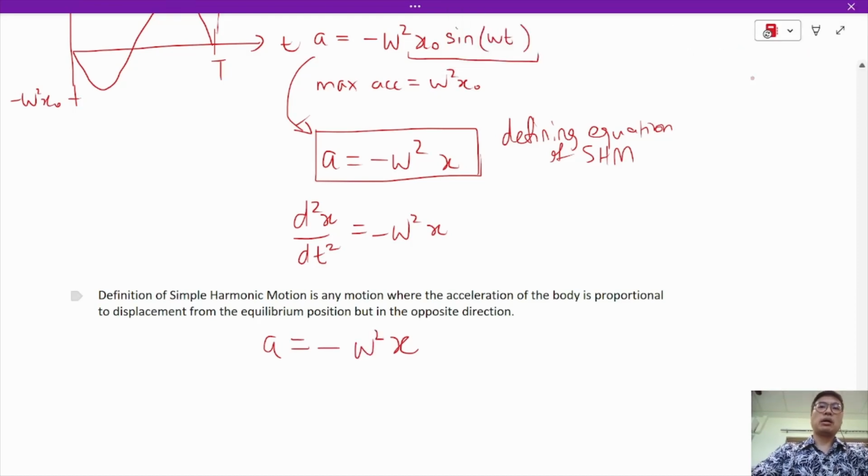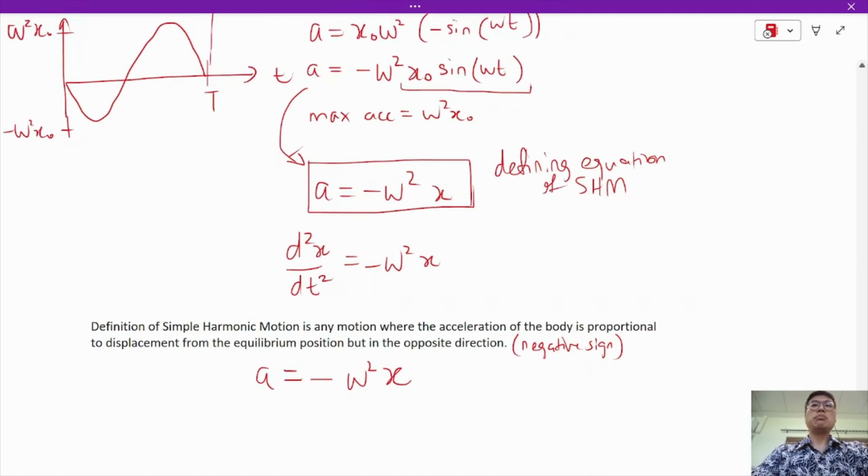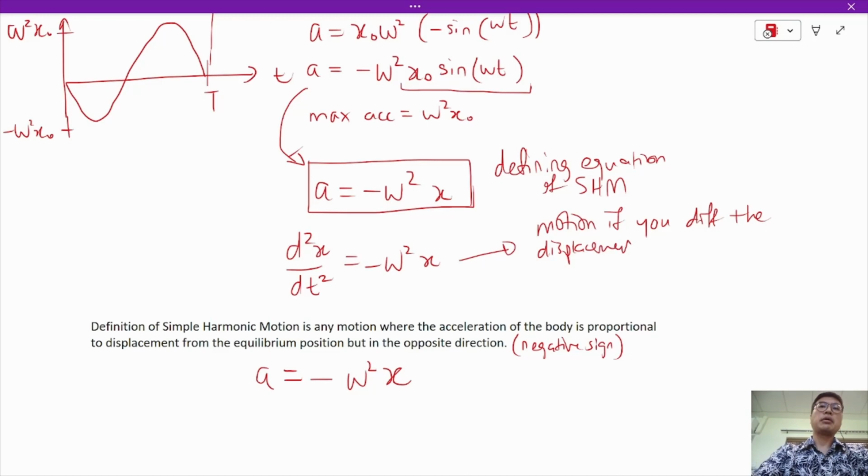So how do we know that it's the opposite direction? Because of the negative sign. Now, what does this equation mean? This equation means that it's a motion where if you differentiate the displacement twice, you get the acceleration, which is the same function. You get the same function, but opposite direction, but negative. So what does this mean?